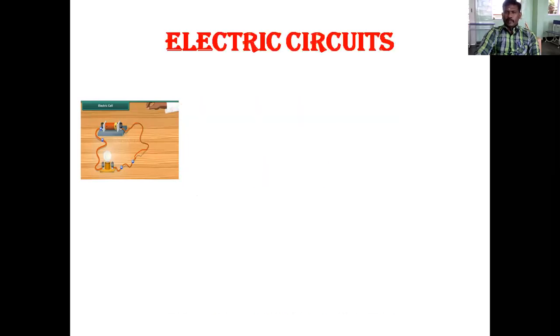See this one. This is also a simple electrical circuit. One battery, one cell and one bulb. The bulb will glow with the help of the connection of the wire and the cell. And these are the electric circuits. These are the pictures given in your textbook.